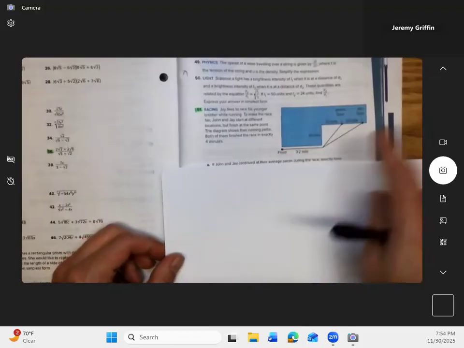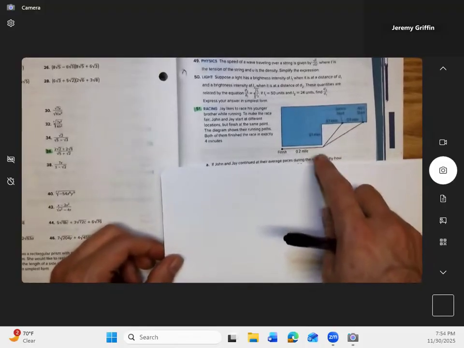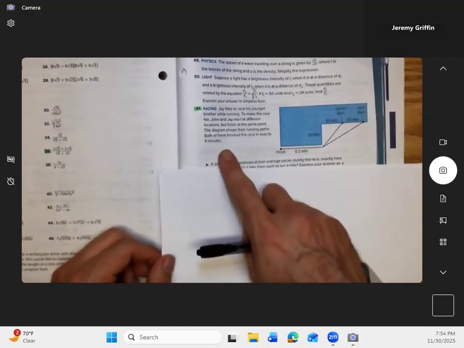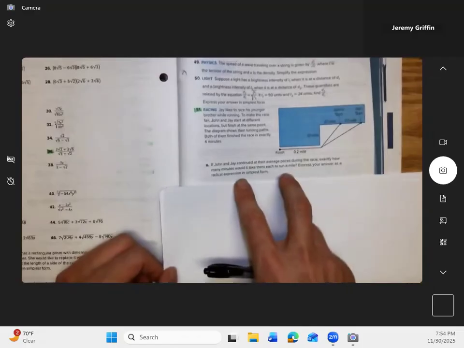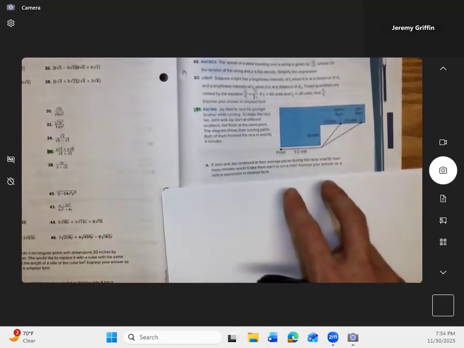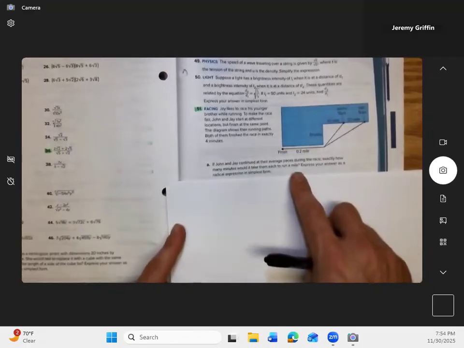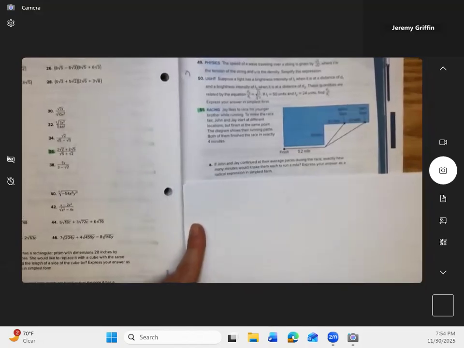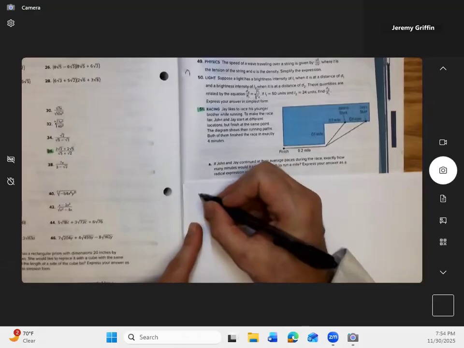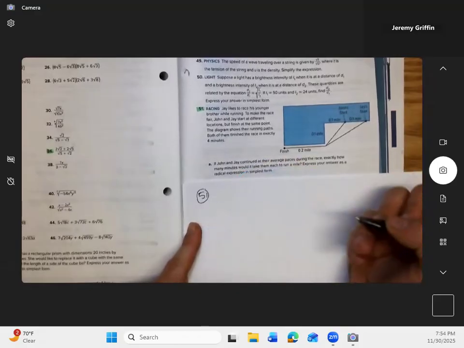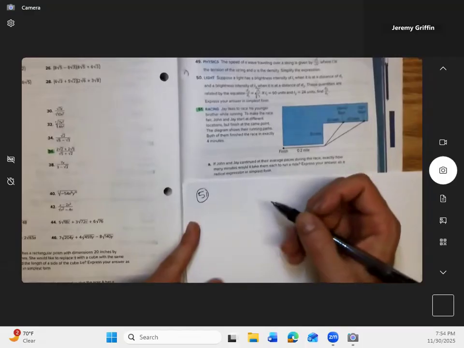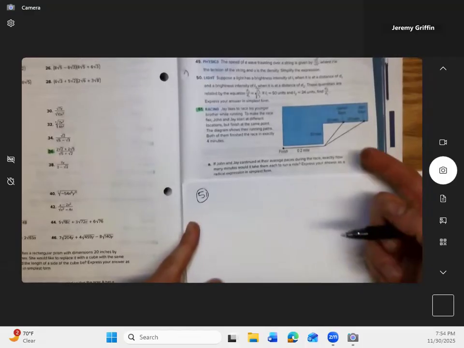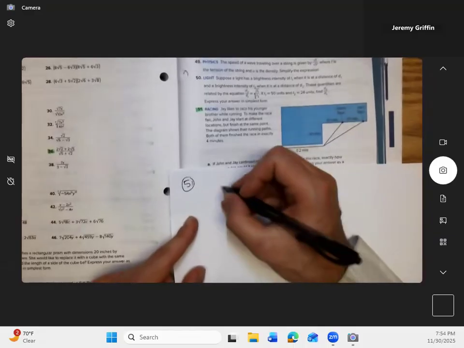The diagram shows the points all marked out in tenths of a mile. Both of them finished the race in exactly 4 minutes. If they continued at their average paces during the race, exactly how many minutes would it take for them to run a mile? Express your answer as a radical in simplest form. That's exciting. Well, let's figure out how fast they're running, maybe in miles per minute, and then we'll solve for the answer in minutes. So what's speed in miles per minute? I think we have to do some Pythagorean here. I'm going to jot that down.